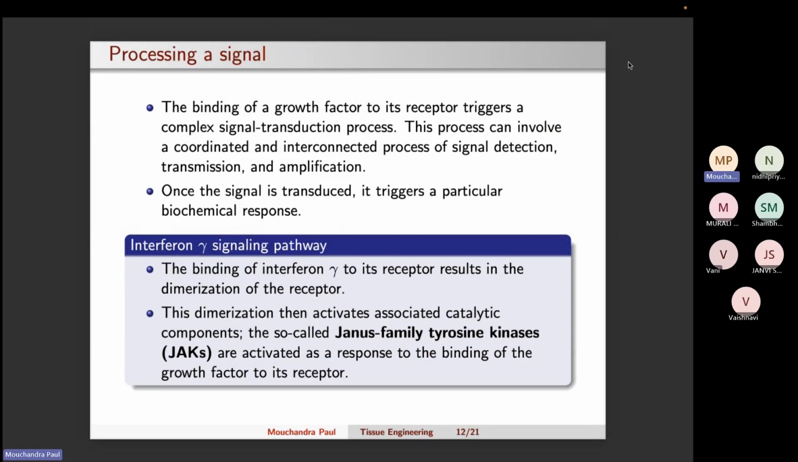Now the signal has been received by the target cell, then it has to undergo processing. What happens here? The binding of a growth factor to a receptor triggers a complex signal transduction process. Note that whatever events happen inside the cell after the ligand has bound to the receptor are quite complex, and active research is going on to understand the various biochemical pathways related to signal transduction. This process is very coordinated, and it consists of interconnected processes of signal detection, transmission and amplification. These terms have been taken from circuit diagrams, where people study electric signals, but here they mean something slightly different.